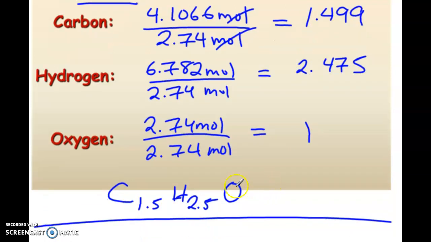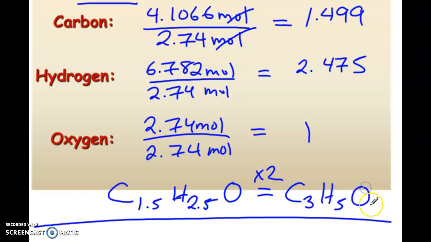So what we have to do is we have to multiply by something to get these to be whole numbers, and you have to multiply it by everything. So in this case, because it's 0.5, we can multiply by 2. So carbon, 1.5 times 2 is a 3. 2.5 times 2 is a 5. And oxygen would be a 2. Right? So this would be our empirical formula.